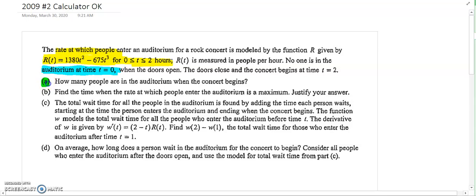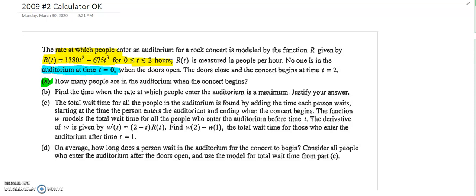All right. So we want to know how many people are in the auditorium when the concert begins. We are currently working on part A. This is a calculator OK problem, and what we need to realize from the College Board is we cannot have a bald answer. I cannot just write an answer down. So you're going to need to write, at a minimum, the integral setup. However, when you have your calculator, you should not be attempting to integrate by hand. So you're going to go ahead, pause the video, and get that function of r of t into your calculator.